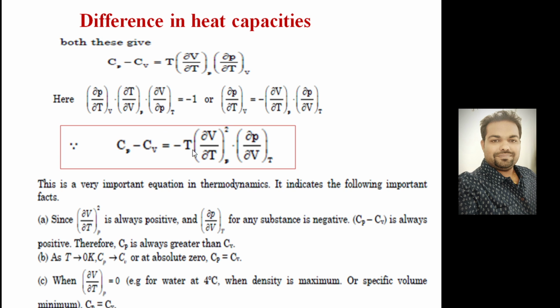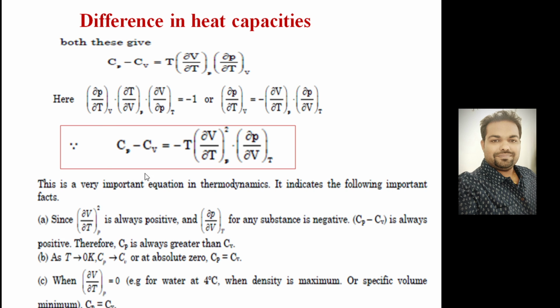Second, when temperature is going to be 0, in that case Cp will be equal to Cv. Third case, when this term becomes 0, that means at 4 degrees in the case of water, where specific volume is minimum, for water particularly, Cp will be equal to Cv. So these are the three important observations made out of this equation.